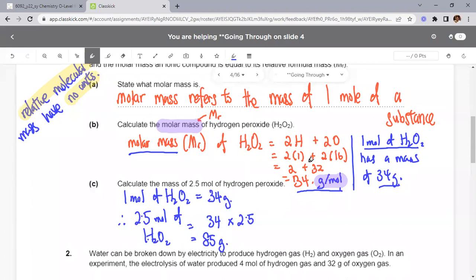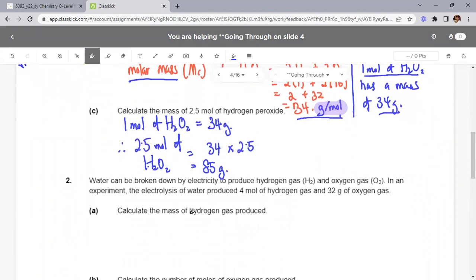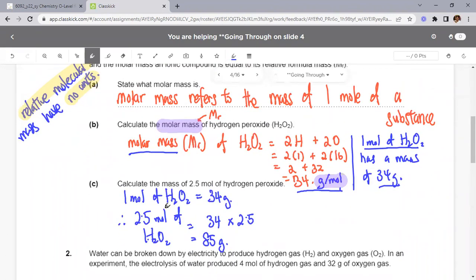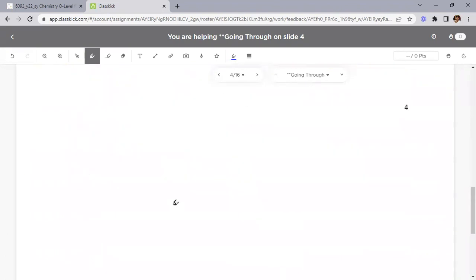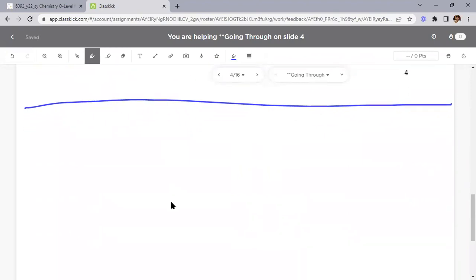So let's do a little bit of practice now. Okay, before we go on to question 2, let's pause here. Let's go all the way down the page and just draw a line like this. Okay, let's do a bit of practice. Now, on your own, I just want you all to try this. Find the molar mass of the following substance. So find the molar mass of H2SO4.